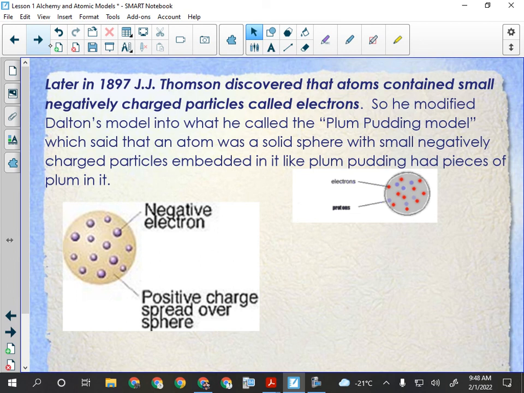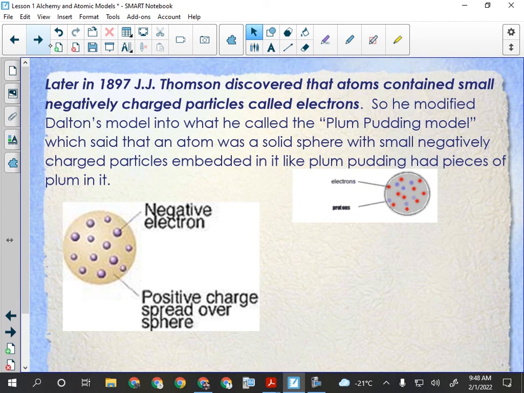And so he altered the model. The solid sphere model was no longer supported by experimental evidence. It was modified to now become the plum pudding model. Don't ask me why. That's what he called it. So embedded in the pudding, the solid sphere positively charged part, are these little negative plums called electrons. And in a reaction, they would fall off.